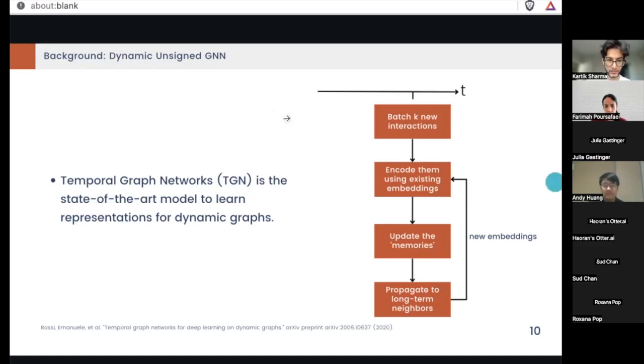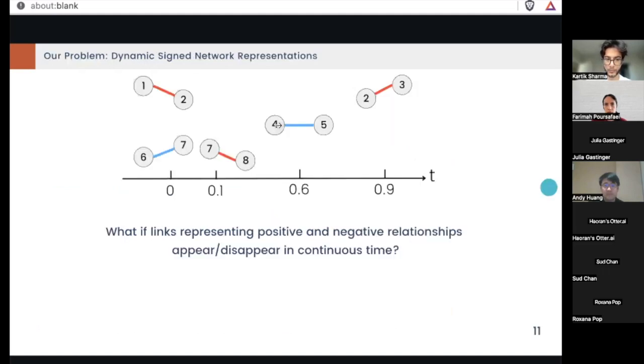Okay, so this is the background that we need. And we have seen dynamic unsigned GNNs and static signed GNNs. So our problem here would be to combine these two and see what if links are both signed and dynamic, so appear or disappear in continuous time. Each of the links has a sign associated with it and can appear or disappear at different points in time.